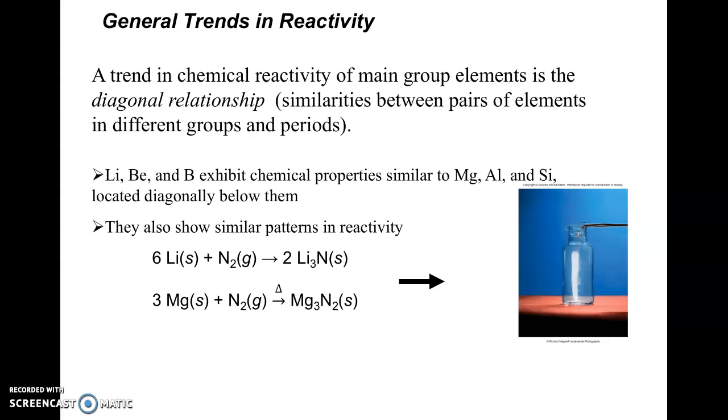So lithium, beryllium, and boron have atomic numbers 3, 4, and 5. They have very similar chemical characteristics to magnesium, aluminum, and silicon. So those are the next row down, but one to the right. So they're considered diagonal. And generally this has to do with size. So they have some very similar reactivity, which is shown in this little example here at the bottom of this slide.